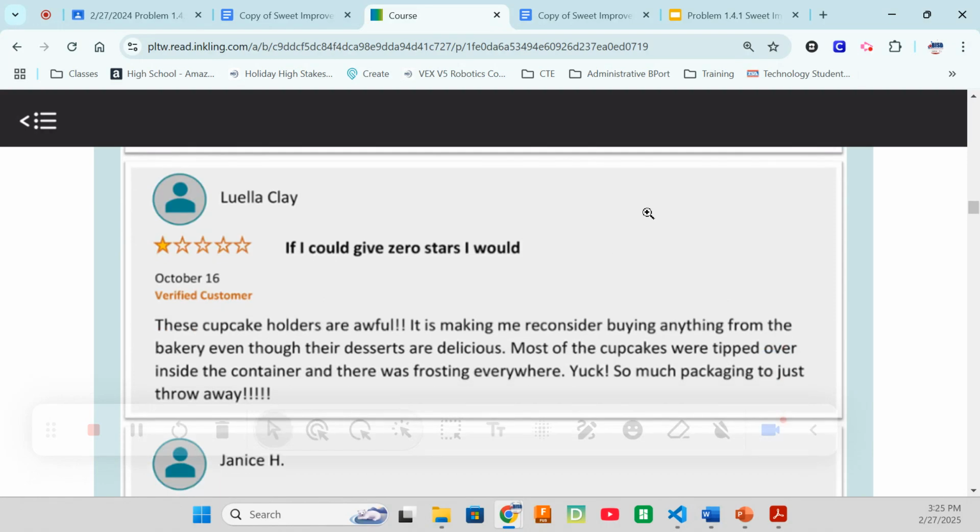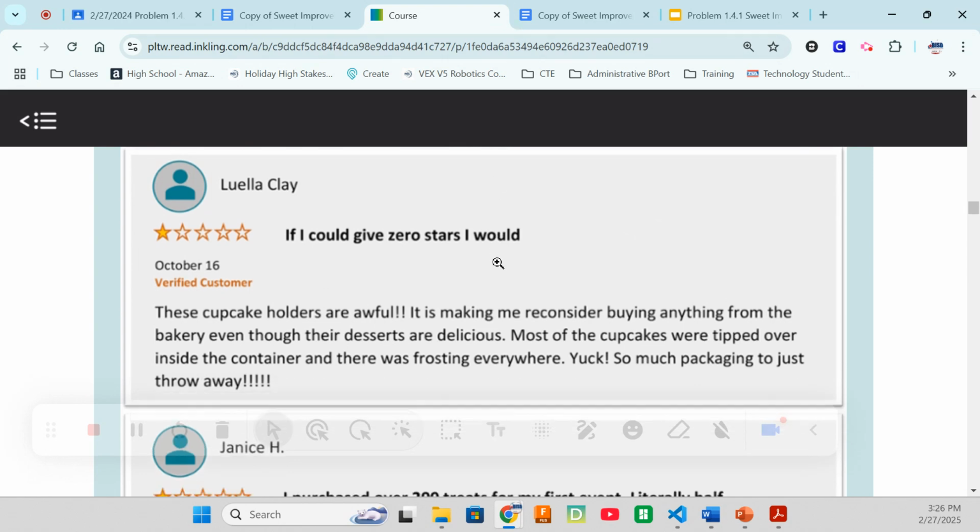Luella Clay gave it a 1 star, and we're talking about the packaging material that the cupcakes come in. If I could give 0 stars, I would. These cupcake holders are awful. It is making me reconsider buying anything from the bakery, even though their desserts are delicious. Most of the cupcakes were tipped over inside the container, and there was frosting everywhere. Yuck. So much packaging to just throw away.